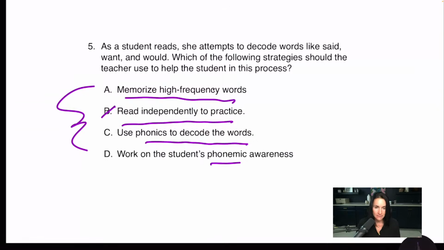Okay, so A, C, and D are looking good. Let's read the question here. As a student reads, she attempts to decode words like said, want, and would. Which of the following strategies should the teacher use to help the student with this process?